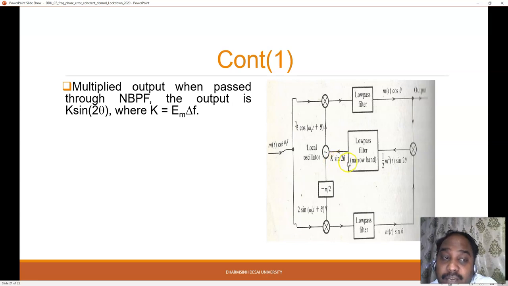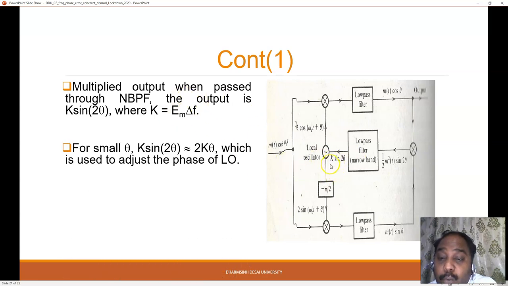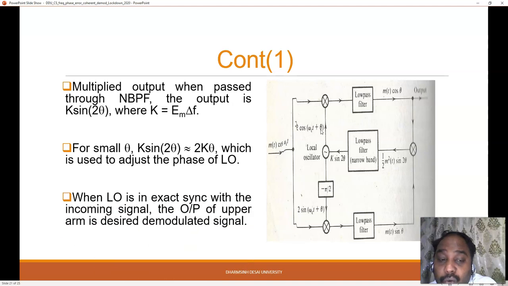So k sine 2 theta we are getting, where the k value will be km em delta f. This calculation is the same as the previous. Fine. So for small theta, if this theta is very small, in general it is going to be k sine 2 theta. I can write it as 2k theta, which is like a constant. So give it through a VCO, voltage controlled oscillator, which is used to adjust the phase of this local oscillator.